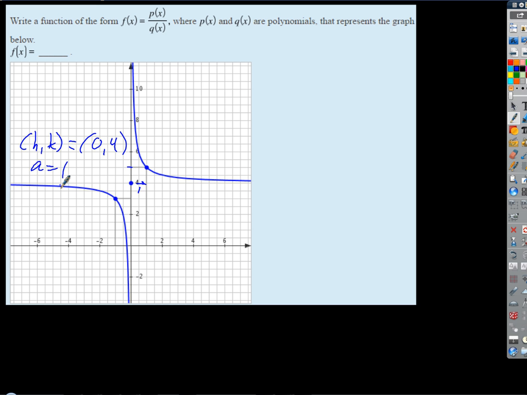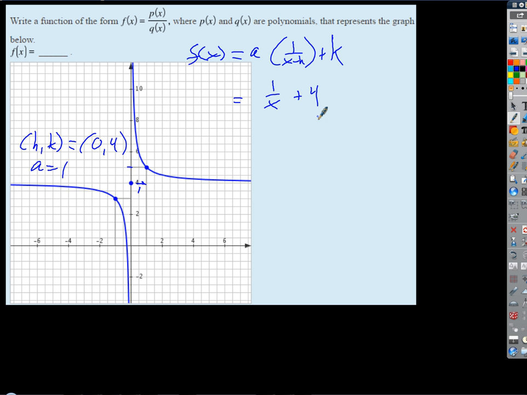So we'll start off with the way we've been doing this, right? We'll use our transformation of 1 over x: a times 1 over x minus h, plus k. So what's that give us? A is 1, we don't need that. H is 0, so I just get 1 over x. K is 4. So that's the way we would have written it before, right?